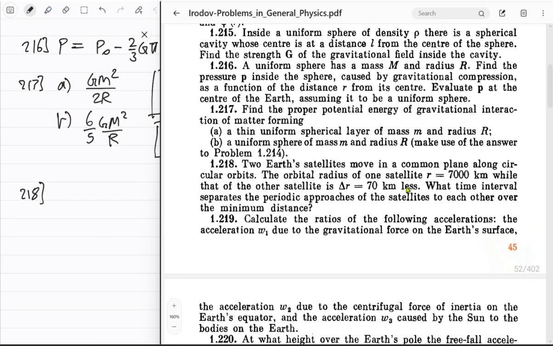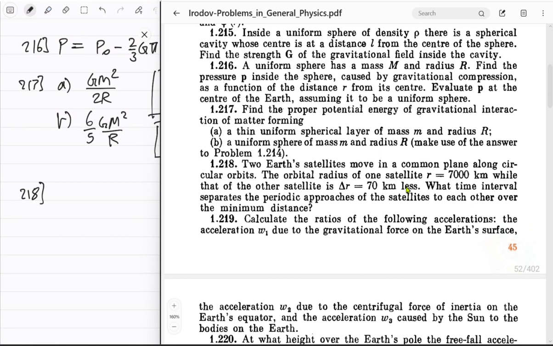Over the minimum distance. Ah, right, fine. So when they have a minimum distance, those points, what time interval separates those points? Those points in time, that is. Right, okay. So you just need the relative angular velocity. I know that's a weird concept, but just find the relative angular velocity and you will get the thing. Oh, and also you need the time periods.